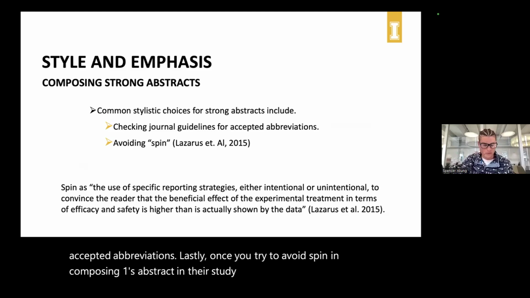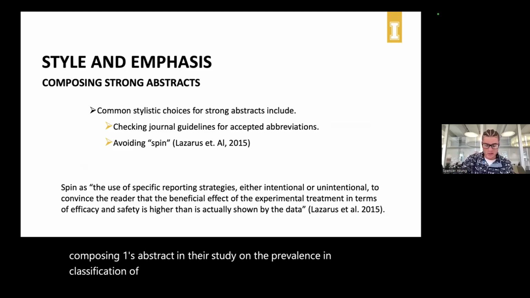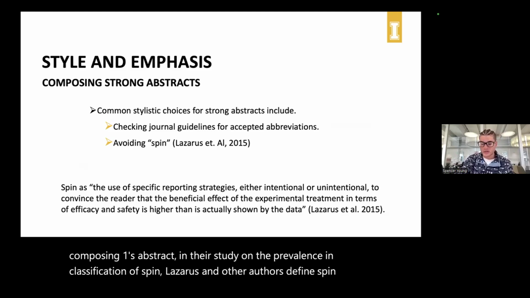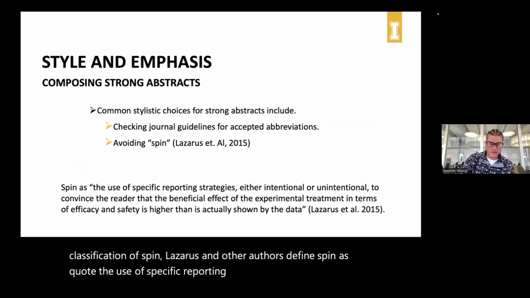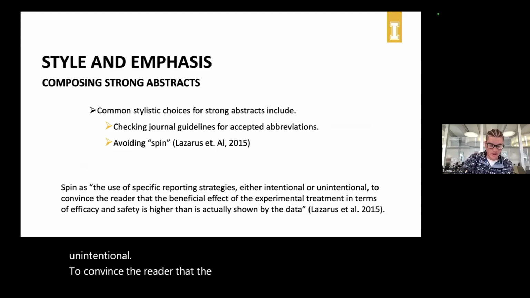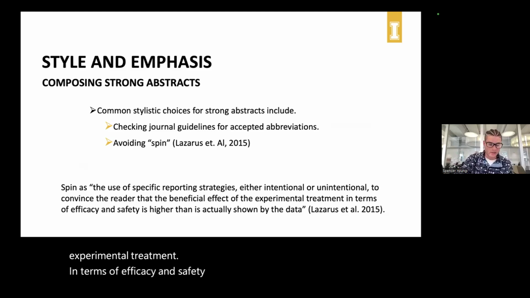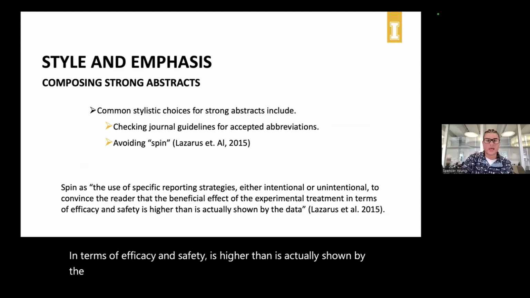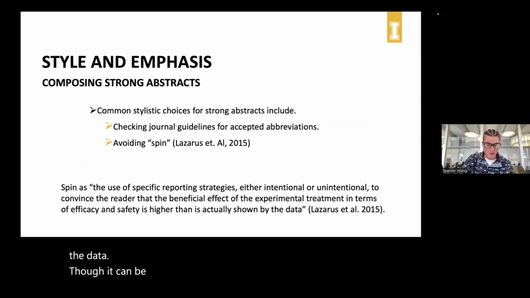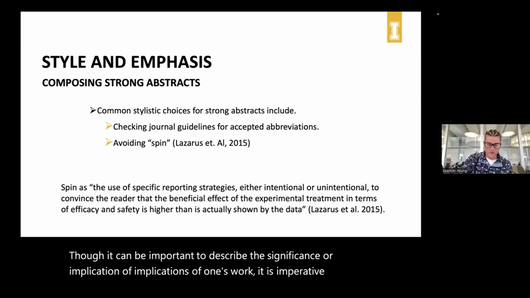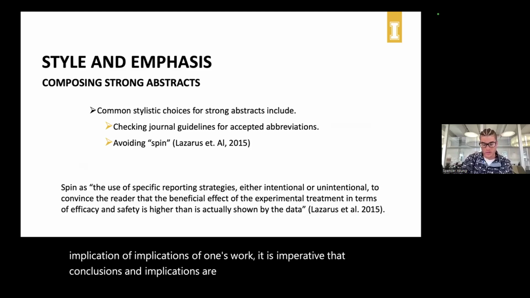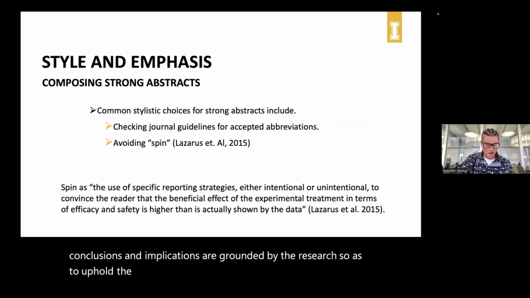In their study on the prevalence and classification of spin, Lazares and other authors define spin as, quote, the use of specific reporting strategies, either intentional or unintentional, to convince the reader that the beneficial effect of the experimental treatment in terms of efficacy and safety is higher than is actually shown by the data, end quote. Though it can be important to describe the significance or implications of one's work, it is imperative that conclusions and implications are grounded by the research so as to uphold the credibility of both the abstract and the manuscript.